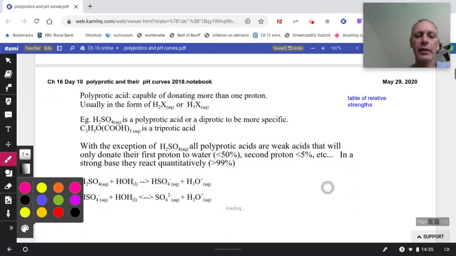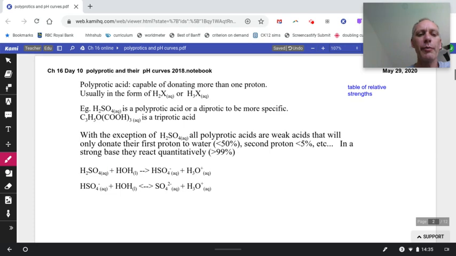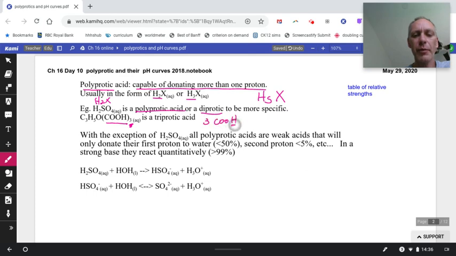All right, let's take a look at diprotic, triprotic acids. So polyprotic acid is any acid capable of donating more than 1 proton, H2X, H3X. When I took a course like this in university, the prof made up fictional acids like H5X and would ask us what that would do. So this is an H2X, H2SO4. It's polyprotic or diprotic. And here's an example of a triprotic. This thing has 3 COOH groups. And remember that H is the acidic proton on the carboxylic acid group.